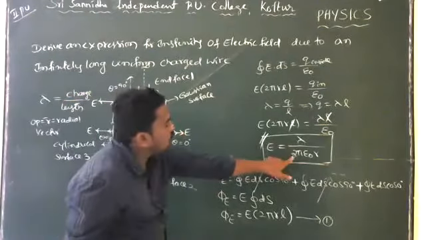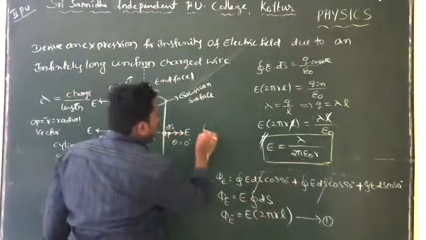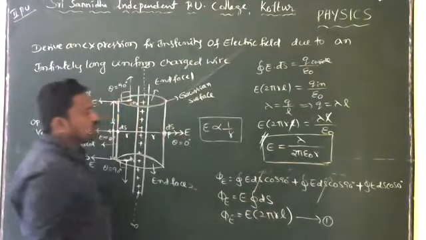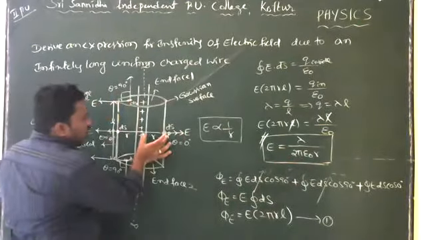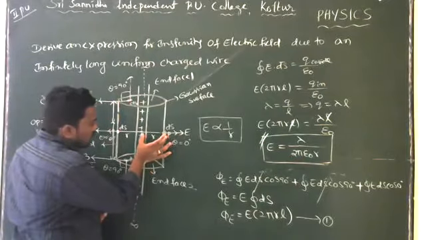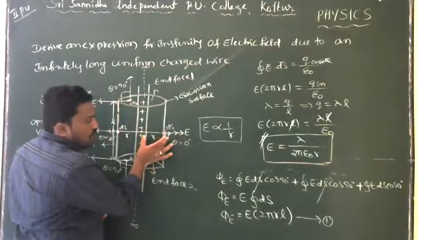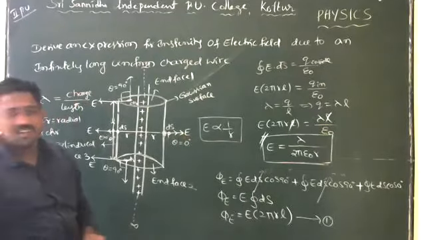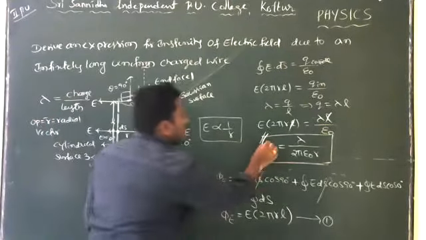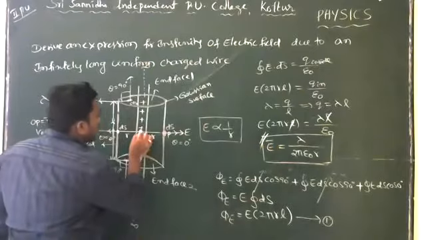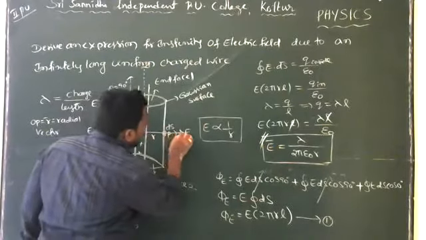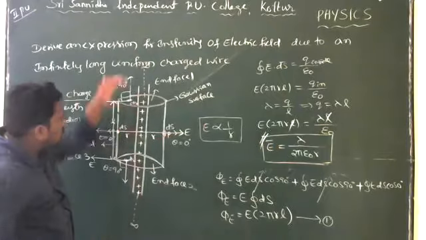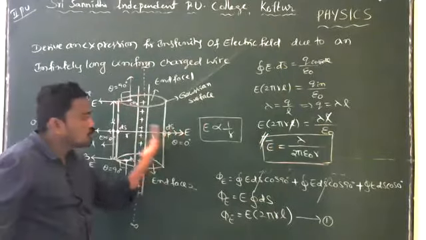Here lambda and 2 pi epsilon naught are constant, therefore E is inversely proportional to R. As R increases, that is, as the distance between the wire and point P increases, the electric field decreases. The intensity of the electric field is directed away from the charge for a positive charge, and for a negative charge the electric field is towards the charge.